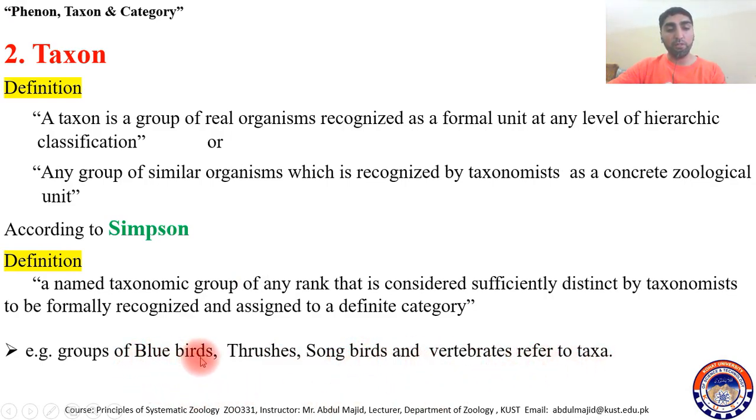So now, bluebirds are an actual group. Actual bluebird is a group of birds. Thrushes is a group of birds. And songbirds is again a group of birds. And vertebrates is also a group of animals, like all those animals which have a vertebral column. So that is vertebrates. So all these, like bluebird is a taxon, thrushes is a taxon, songbirds is a taxon, vertebrate is a taxon.